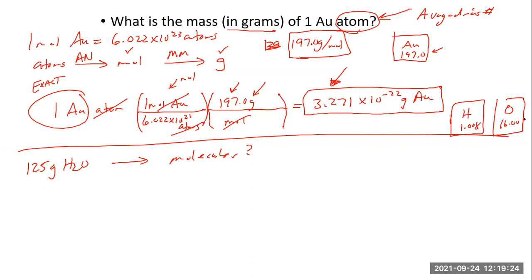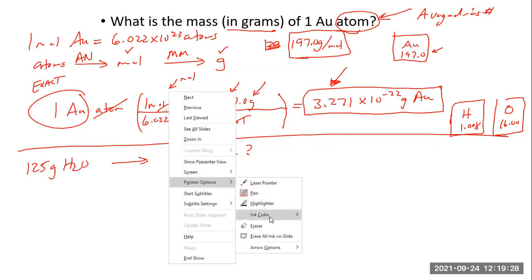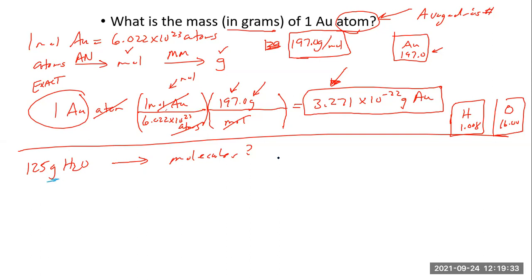Okay, so let's see how you're doing. So we want to analyze what we're doing here. We definitely have grams. We see the keyword here, molecules, which again should signal I need to use Avogadro's number somewhere. So somewhere along the way, I'm going to use that 1 mole of water is 6.022 times 10 to the 23 molecules of water.